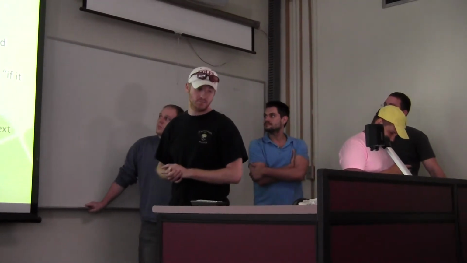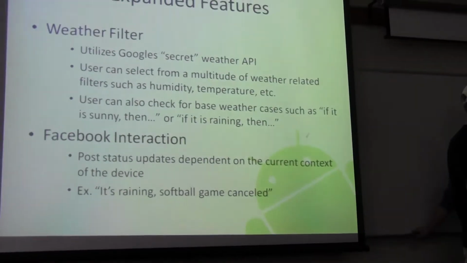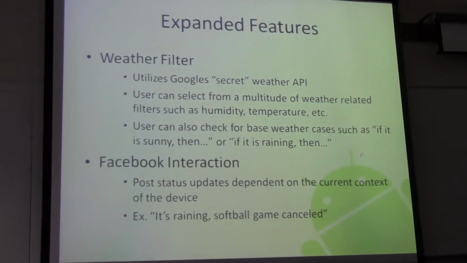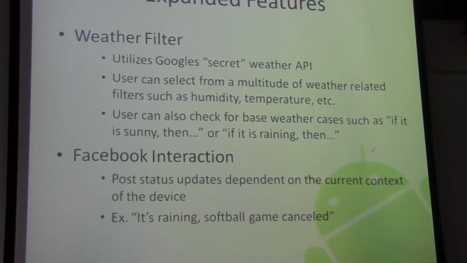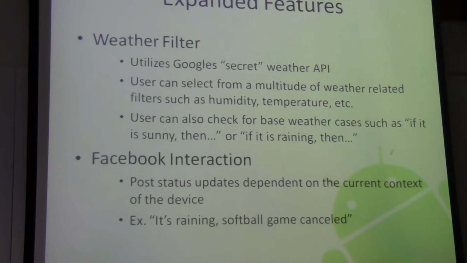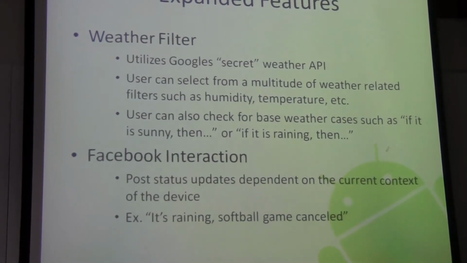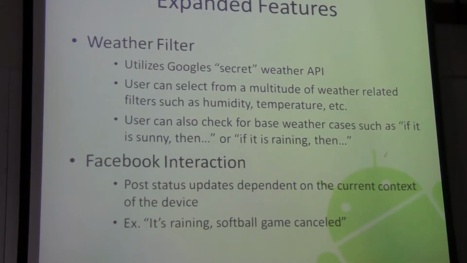The expanded feature that we added on top of the Omnidroid system was a weather filter. It utilizes Google's secret weather API. Secret means not documented. So basically, we changed it to where, if it's hot outside, or the humidity is above or at this point, or if it's sunny, then do this.